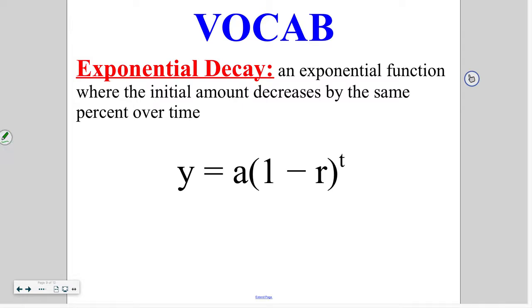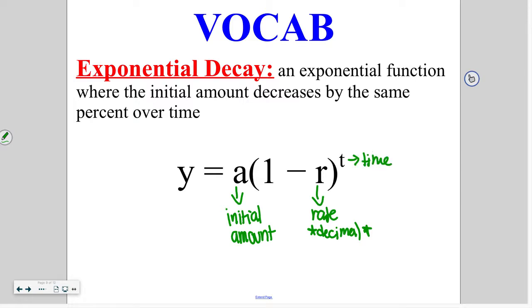Last thing we need to talk about is exponential decay. This is similar to the exponential growth, but now instead of adding things on, we are subtracting them. So A is still our initial value, or that starting amount. 1 still stands for 100%. R is still your rate, or your percentage, written as a decimal. And T is still your amount of time.